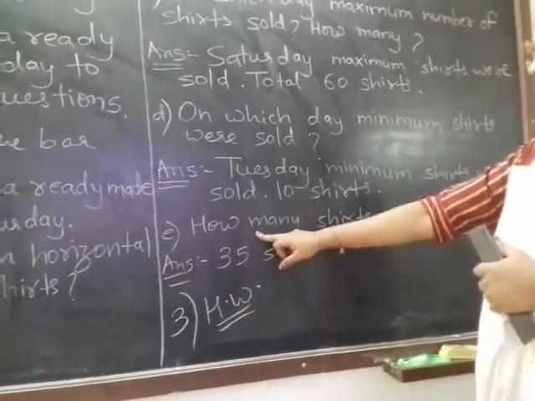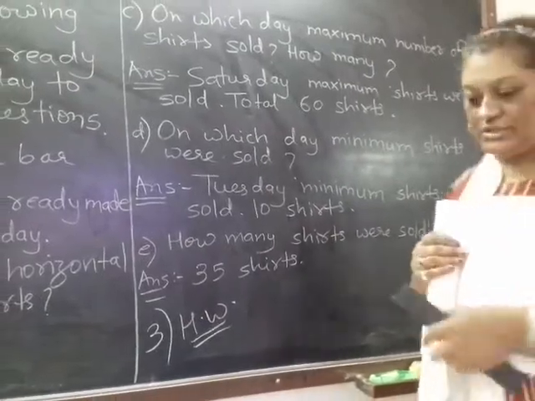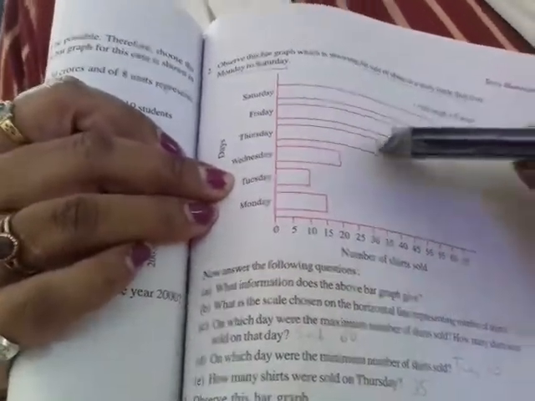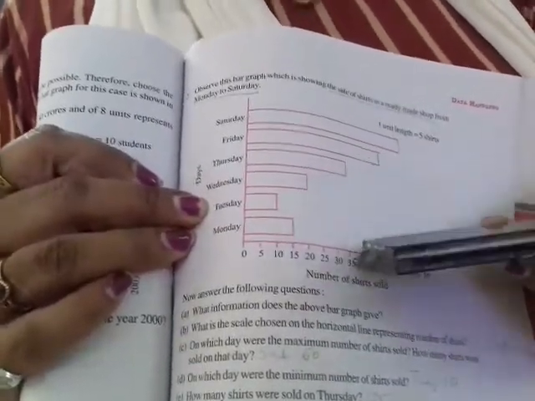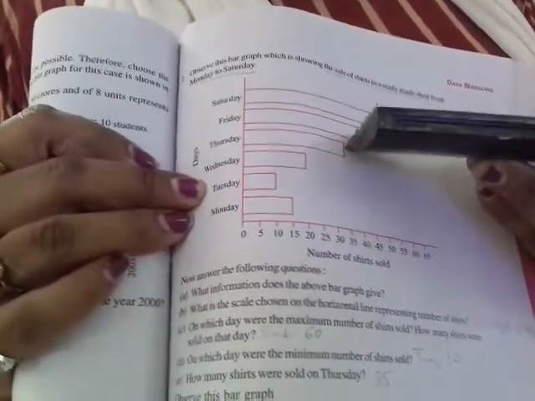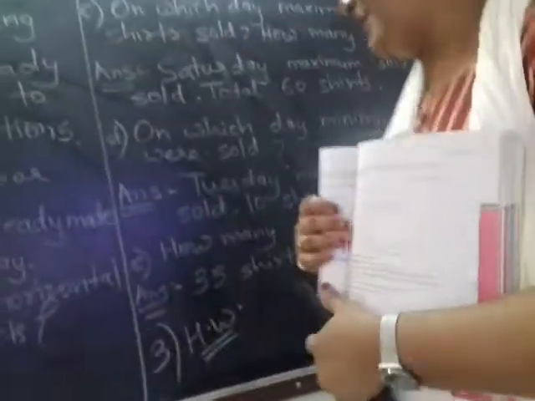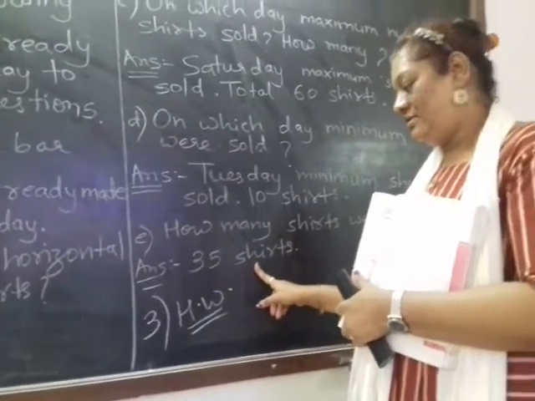And question number E, the last of question number 2. How many shirts were sold on Thursday? Again check in the graph where it is written Thursday. Right? This is the bar of Thursday. On which number does this bar end? You can check it out. It is on 35, right? This bar ends on number 35. So on Thursday the sale of shirts was 35 shirts.